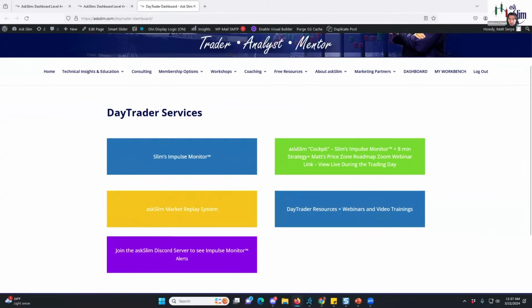Okay, some of the other services that come with the DayTrader is our Cockpit. And I'm going to show that here as part of the market replay system. So the askSlim cockpit, you think of a pilot, right? And it's got their cockpit that's got all the key tools that they need to fly that plane. It's the same with the cockpit that we've set up. It's got the impulse monitor. It's got our strategy condition icon. It's got our strategy condition chart grid and also has that roadmap in it.